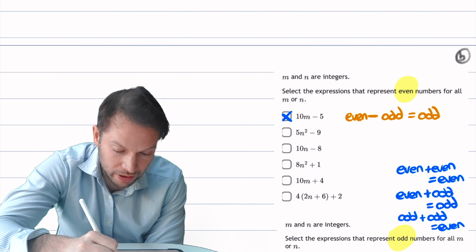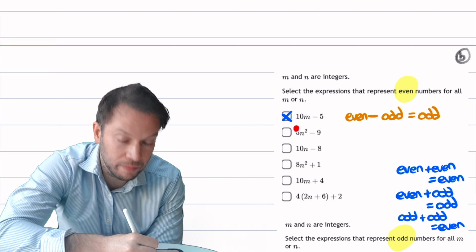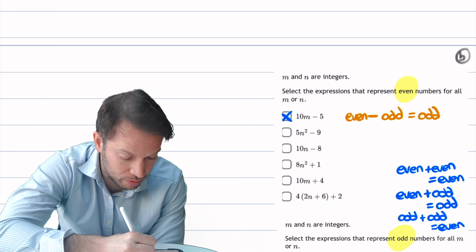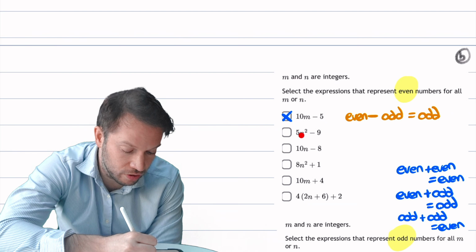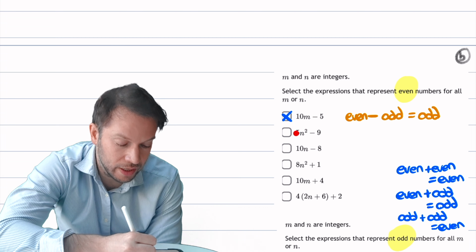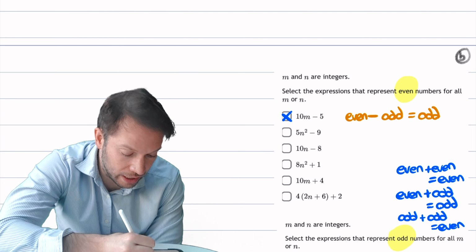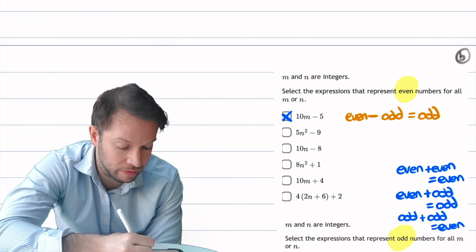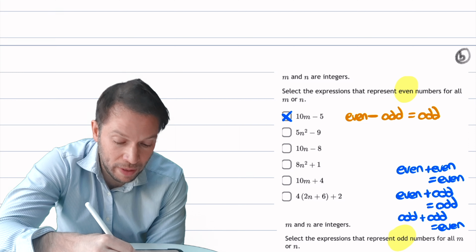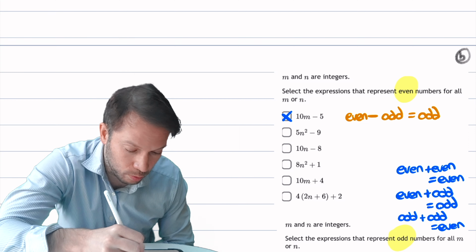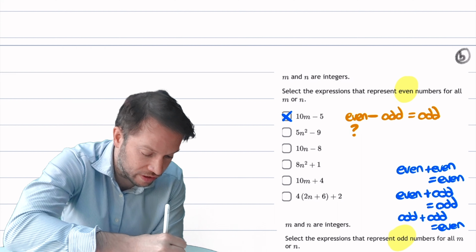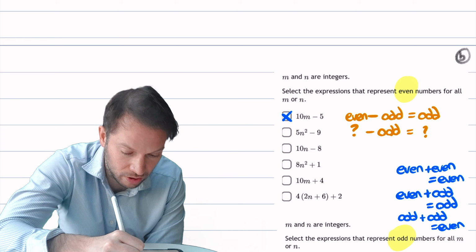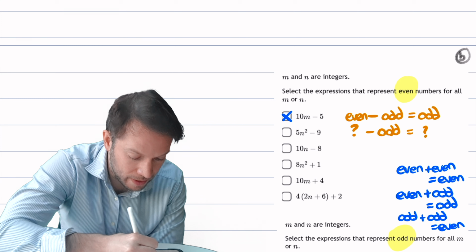The next one. Now, this is 5 times something, which could actually be odd or even. You don't know because, for example, if n was 2, you'd have 2 squared, which is 4. 4 times 5 is 20, which is even. But if n was an odd number like 3, 3 squared is 9, times 5 is 45, and that is odd. So we don't know. So this is actually a question mark. We don't know whether it's even or odd, and we're subtracting an odd number, so that's a mystery. So we can't guarantee that's going to be an even number.